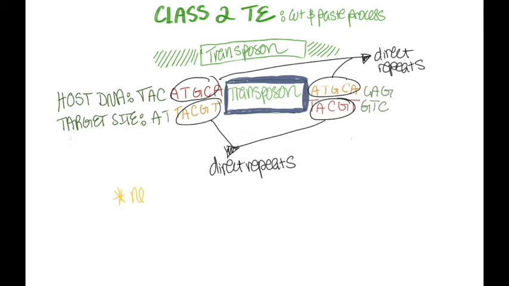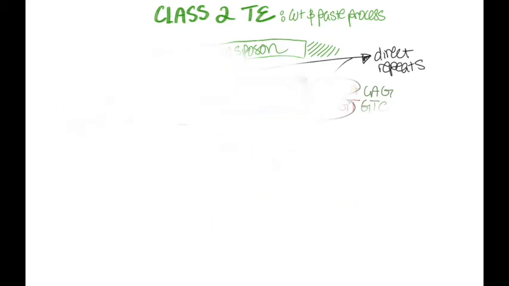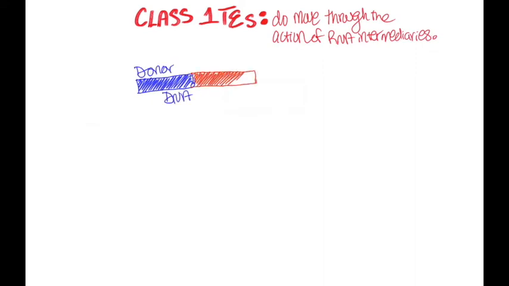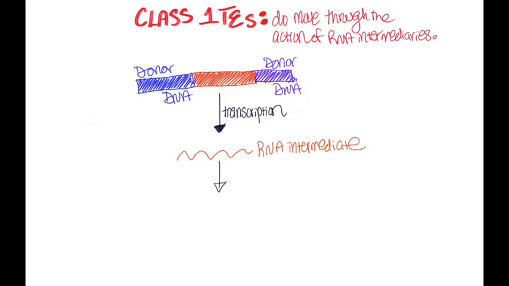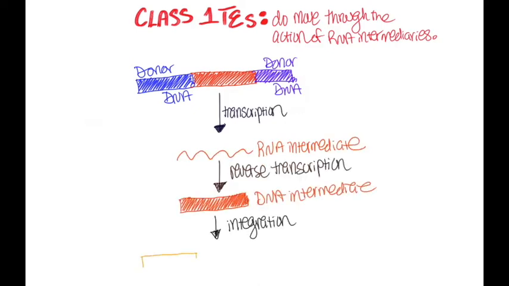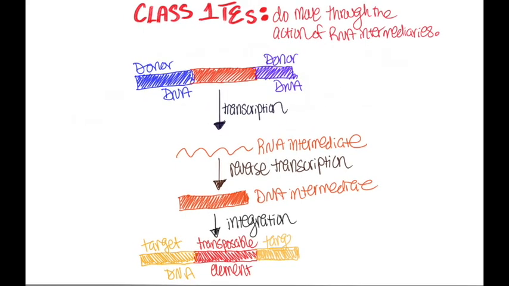Note that DNA transposons never use RNA intermediaries. They always move on their own, inserting or excising themselves from the genome by means of this cut-and-paste mechanism. Unlike Class 2 TEs, however, Class 1 TEs do move through the action of RNA intermediaries, with the Class 1 TEs producing RNA transcripts and relying upon reverse transcriptase enzymes to reverse transcribe the RNA sequences back into DNA, which is then inserted into the target site.